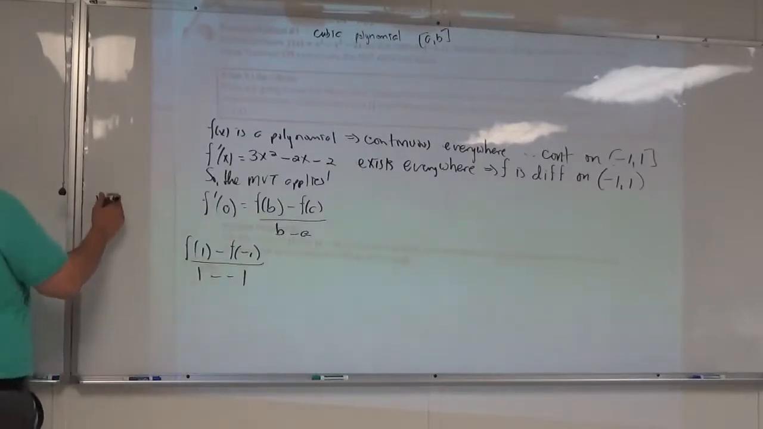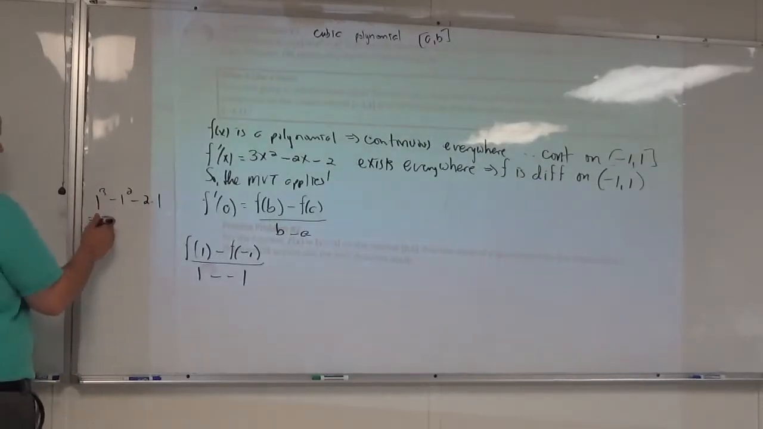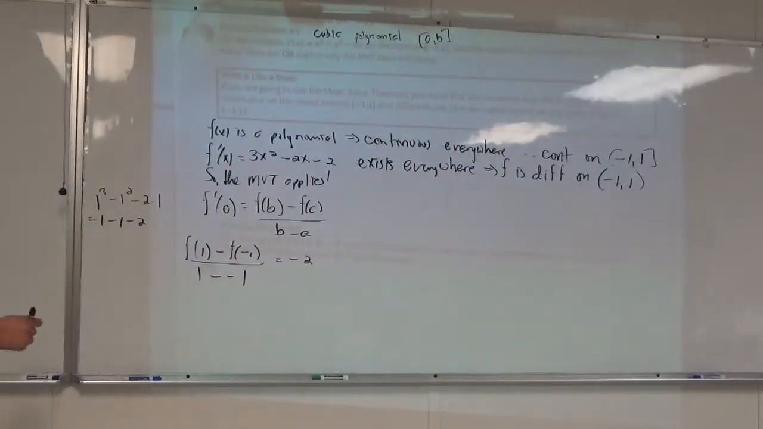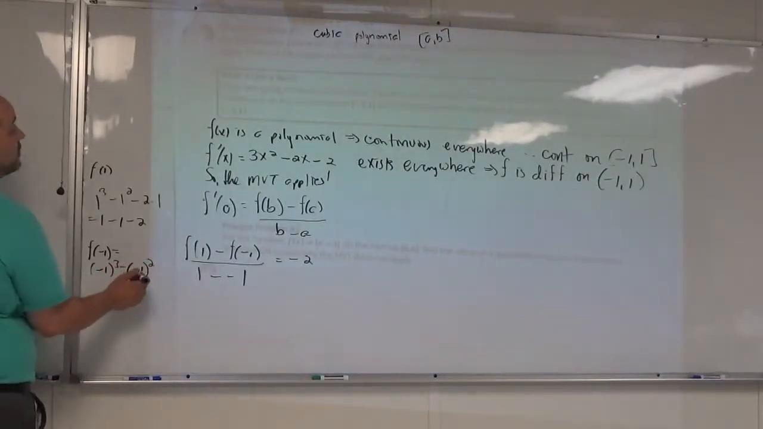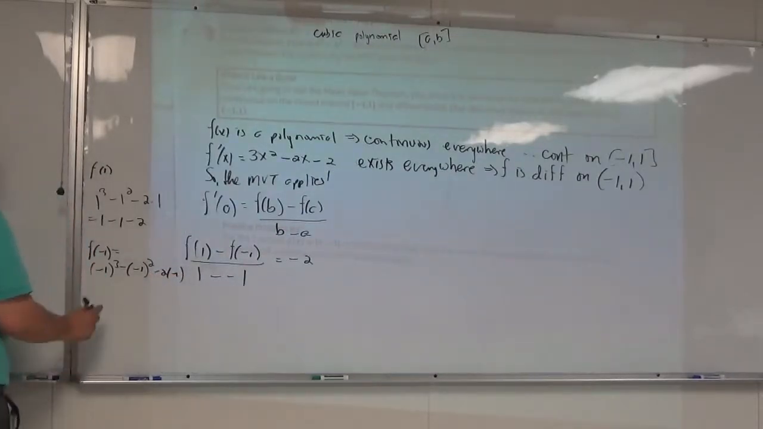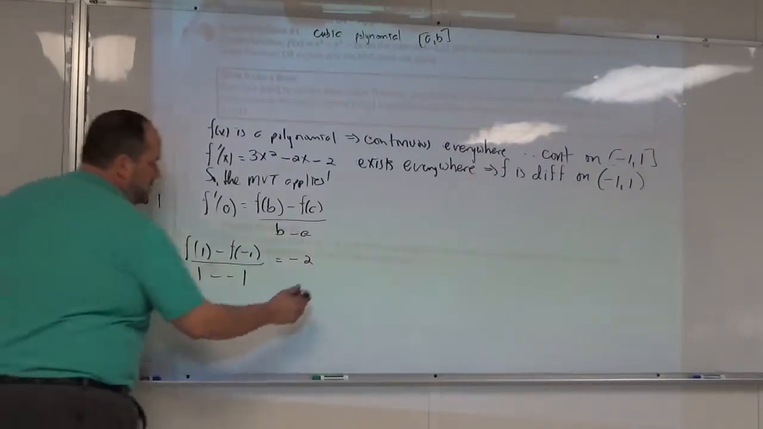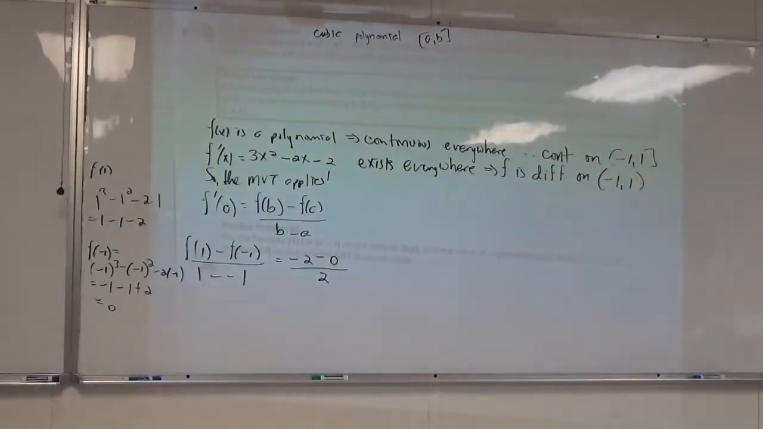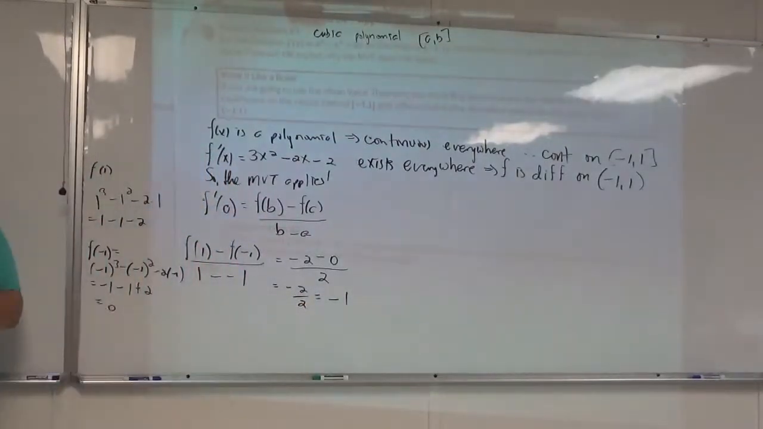F of 1, if you need to go on the side, 1 cubed minus 1 squared minus 2 times 1. 1 minus 1 minus 2, negative 2. That's for F of 1. F of negative 1 is negative 1 cubed minus negative 1 squared minus 2 times negative 1. Negative 1 minus 1, is that plus 2? 0. 1 minus minus 1 is 2. If I simplify that, I'm going to get negative 2 over 2, which is negative 1.